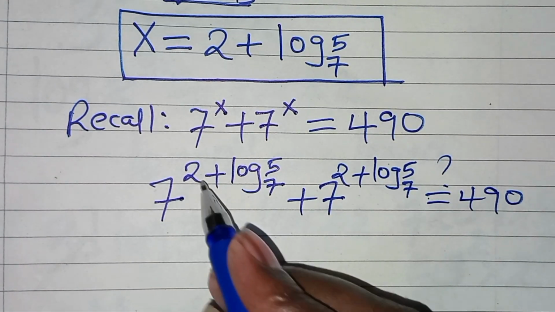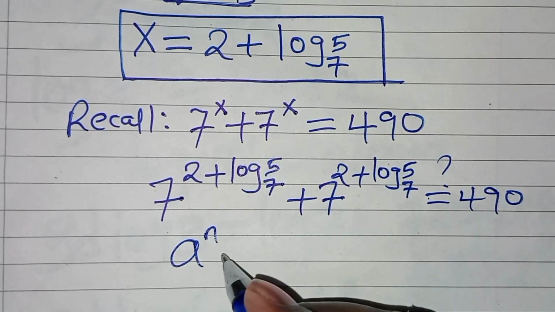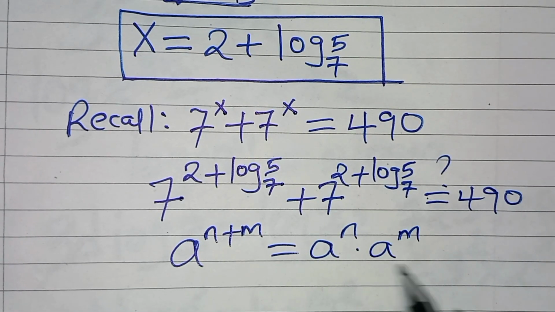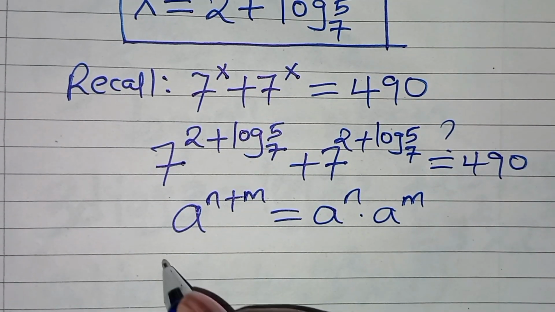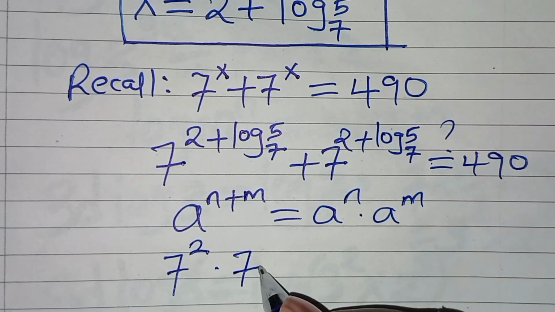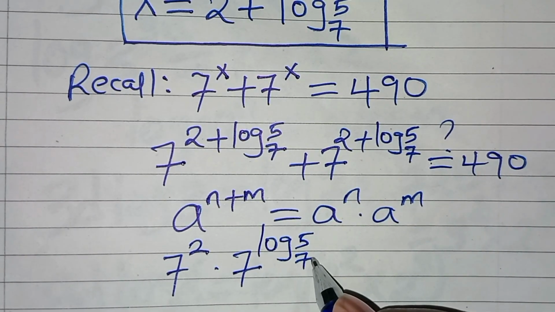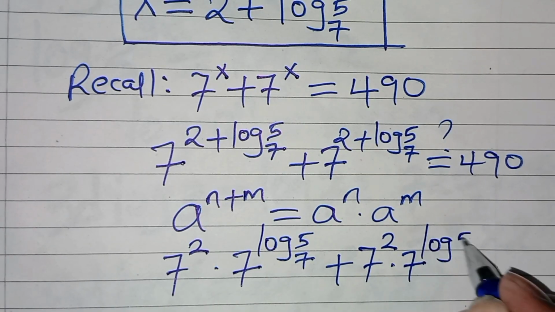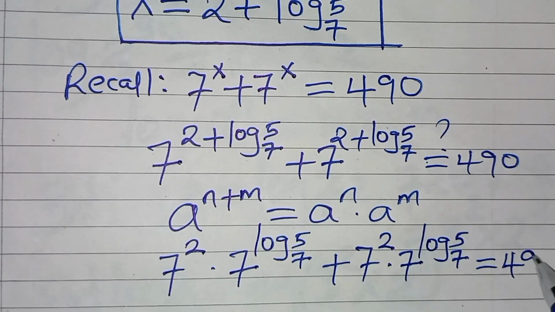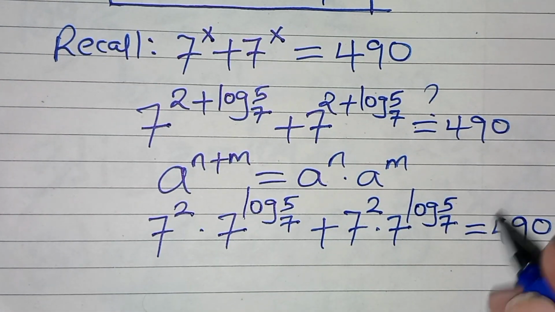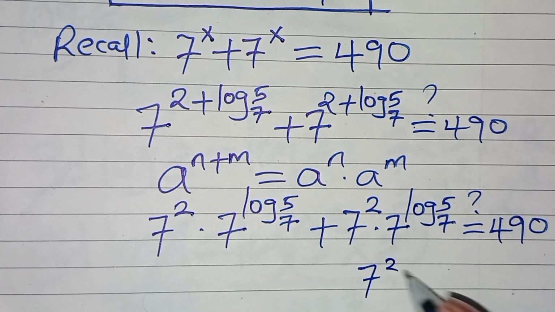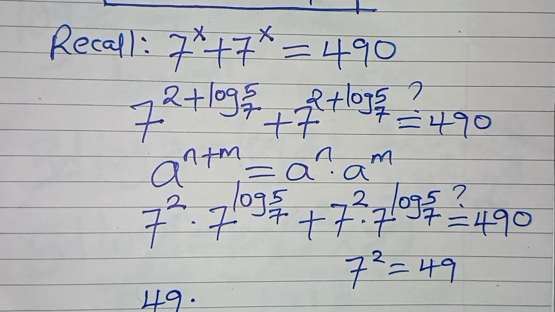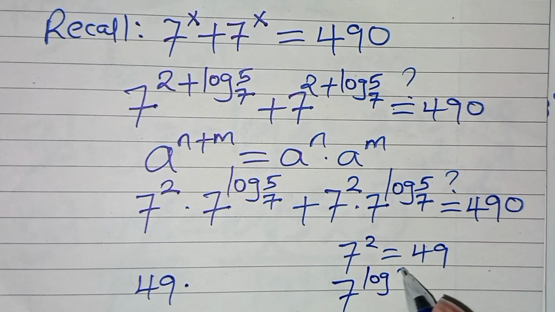Now, 7 to power 2 plus log 5 to base 7 is in the form of a to power n plus m, which we can transform as a to power n multiplied by a to power m. So let's apply this exponent property so that we'll have 7 to power 2 multiplied by 7 to power log 5 to base 7, plus 7 to power 2 multiplied by 7 to power log 5 to base 7, and this is supposed to give us a value of 490. Okay, so let's check if this is true. Now, 7 squared is the same thing as 49.